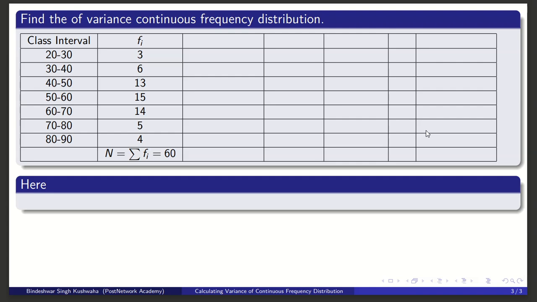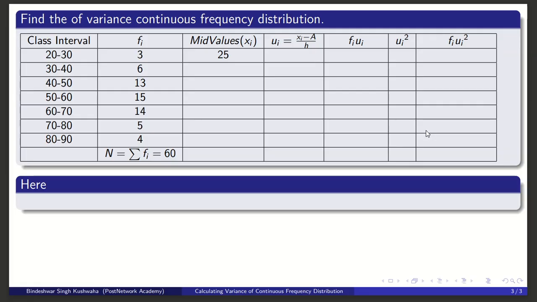The table has many columns. First we have the class intervals. Next the frequency. That's how many observations fall into each class. After that, we have mid values. Thereafter, ui. After that, fi ui, ui square, fi ui square, where ui is the difference between the mid values and an assumed mean, divided by the class width h.